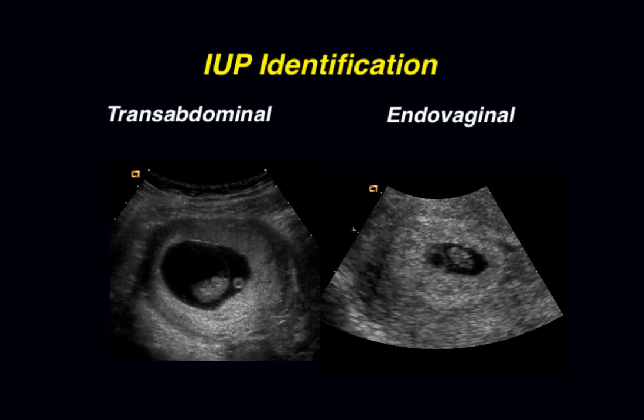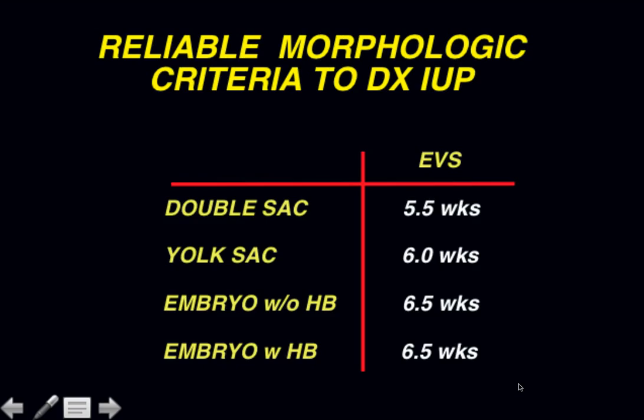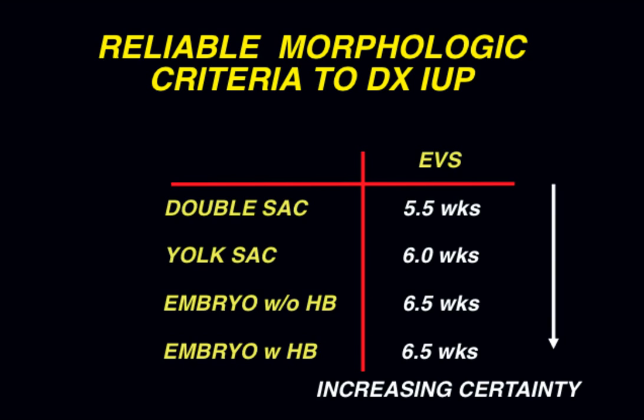It doesn't matter to me whether we identify the pregnancy on a transabdominal sonogram or an endovaginal sonogram. However, calling something an intrauterine pregnancy is a diagnosis like any other diagnosis. Listed here are those findings that I consider sufficiently reliable that one can make a firm diagnosis of an IUP. These include the double sac sign, the identification of a yolk sac, and the identification of an embryo either with or without a heartbeat. Unfortunately, certainty increases in this direction, but our ability to see the finding at an earlier stage in gestation increases in the opposite direction.